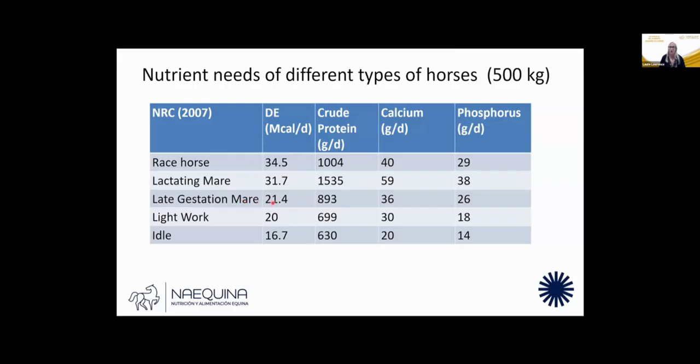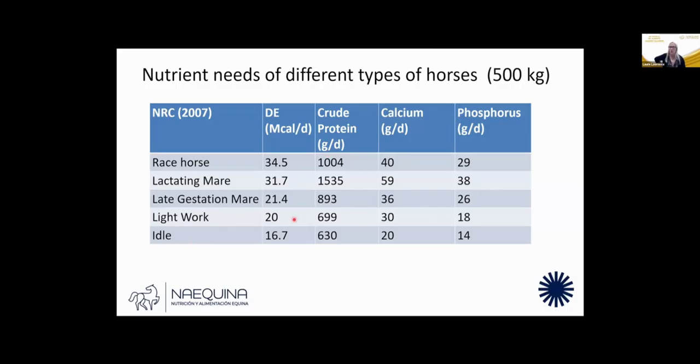The late gestation mare, quite a bit lower. Pregnancy is a large nutritional commitment, but it is spread over a very long period of time. They're pregnant for 11 months, and so gestation is a long period of time. And while at the end they're producing a large foal, it's a more gradual impact in terms of their nutrient requirements.